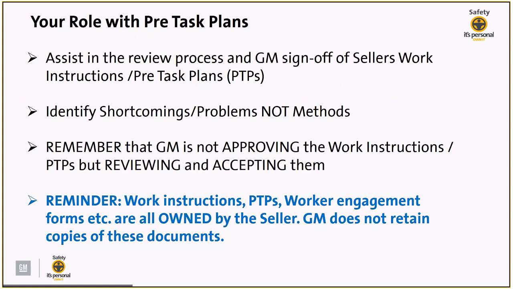Just a reminder, work instructions, pre-task plans, worker engagement forms, etc. are all owned by the seller. GM does not retain copies of these documents, right? So these are not GM documents. These are all the contractors' or sellers' documents. They are responsible for them. They are responsible for making sure that their workers are trained on them and how to utilize them. GM reviews the paperwork of the seller. We don't own it. We don't retain copies. They are not ours.